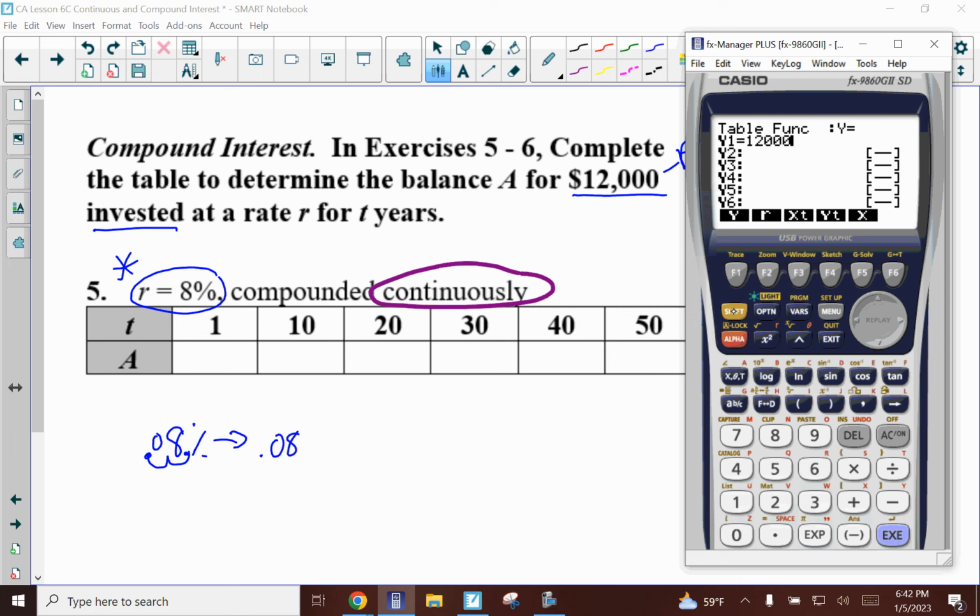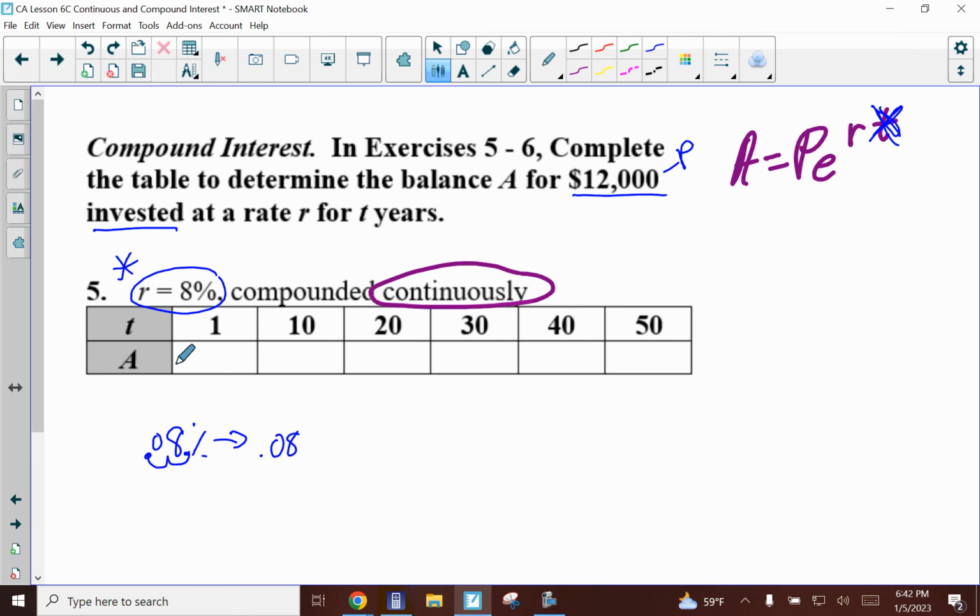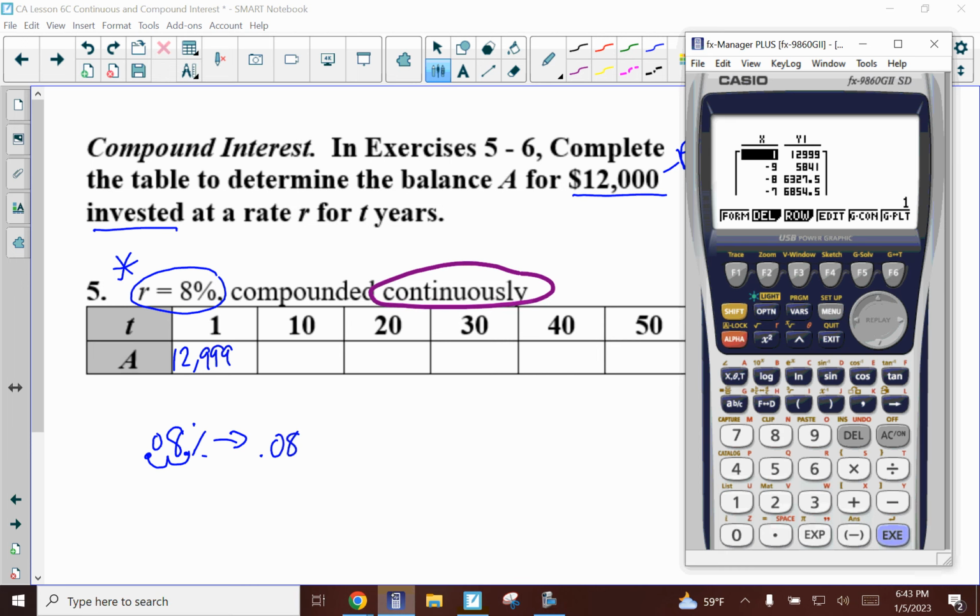And then we have E, shift LN. And then we have 8%, so 0.08. And T is changing every time, so I'm just going to put that as the X. So if I hit execute and get into my table, so let me go into my table. I want to type in 1. So after 1 year, my $12,000 has grown to $12,999. So I made $999 after 1 year, and I did nothing but put money away and not touch it.